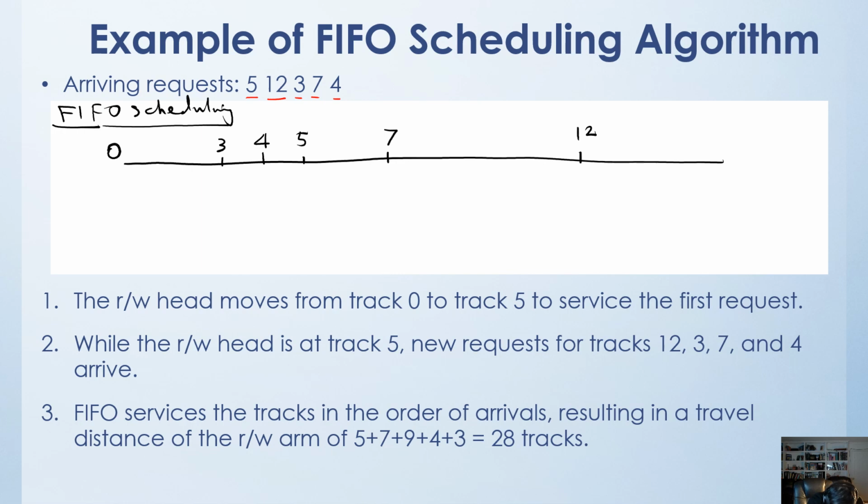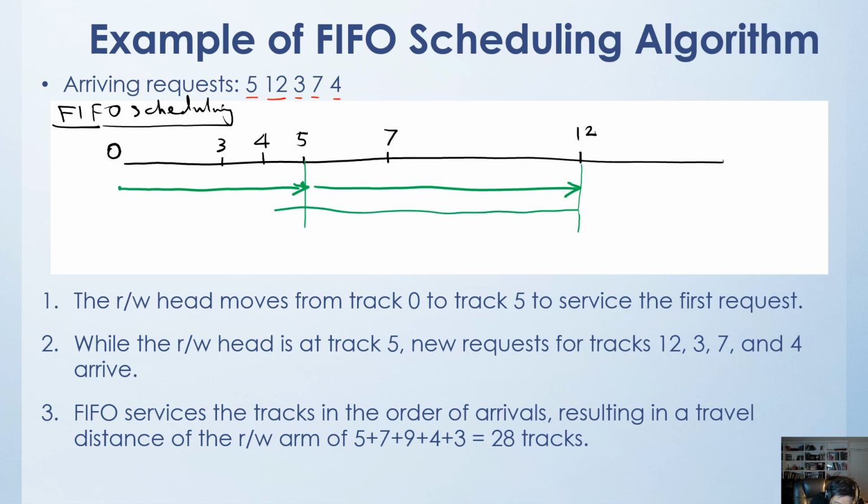Now, initially the read and write head is at track 0. So when 5 arrives, the read and write head travels to track 5, right? And then what's next? Track 12. And then the next one is 3, so we have to travel back to 3. And then from 3 to 7. And then from 7 to 4.